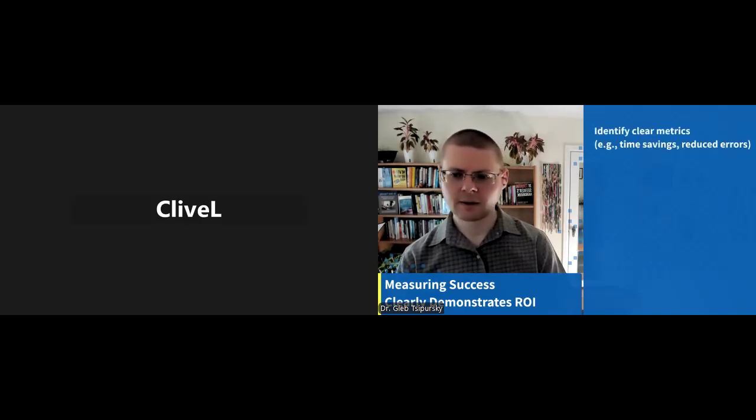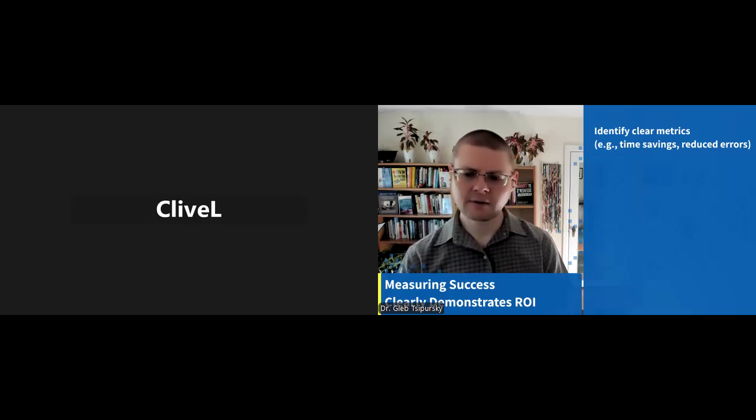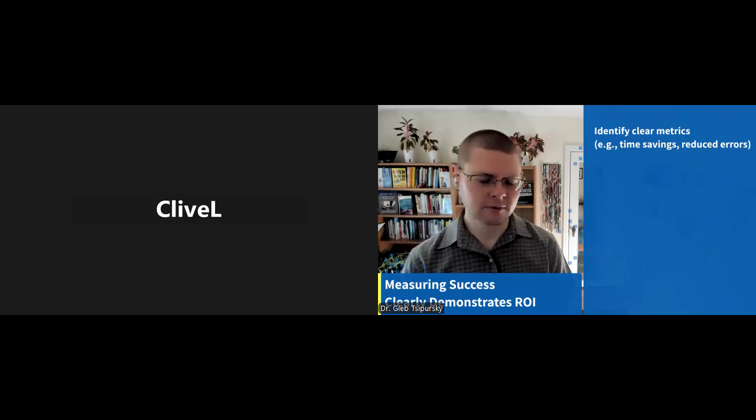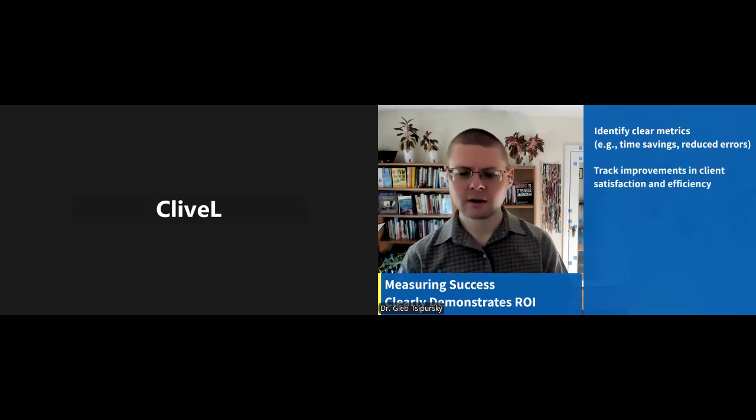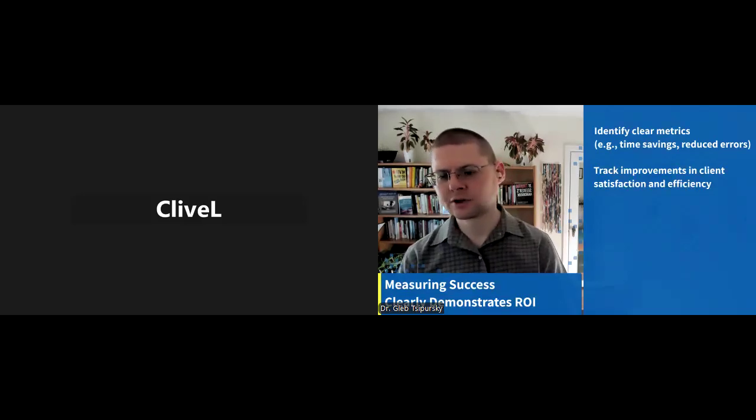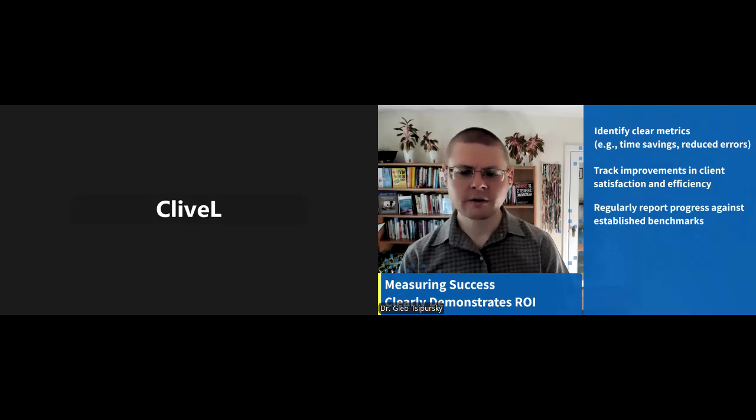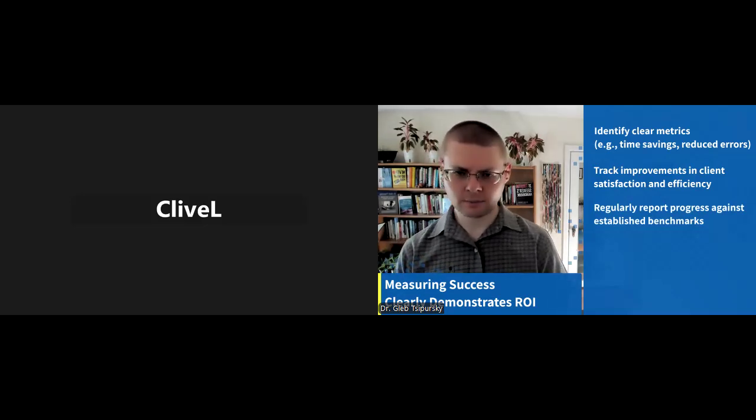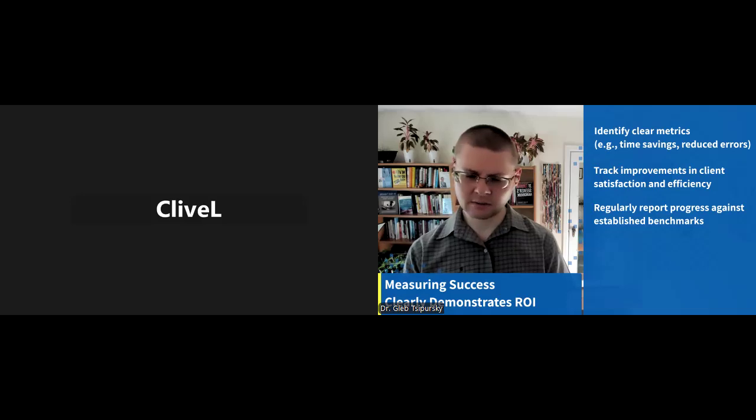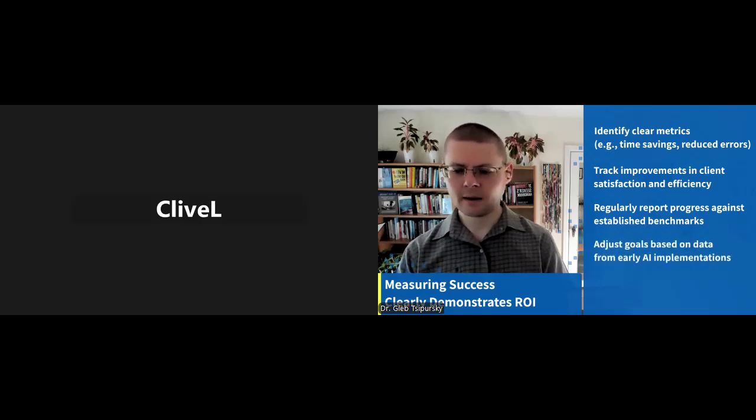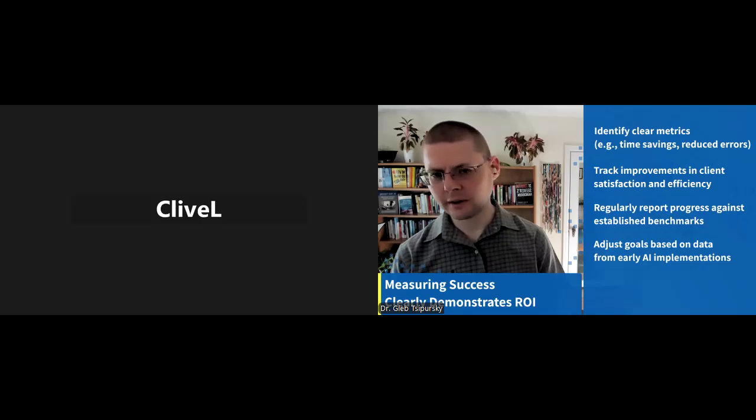Measuring success. Identify clear metrics. What goal are you trying to achieve with generative AI? Are you trying to save time? Are you trying to reduce errors? Are you trying to improve client satisfaction, to improve innovation? Track those improvements in client satisfaction, efficiency, innovation, whatever you're trying to do. Regularly report progress to your broader team against established benchmarks. So again, the more transparent you can be, the better it is, but at least talk about this with your leadership team. Adjust goals based on data from early implementation.